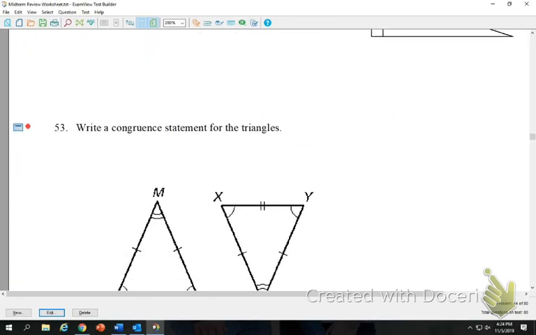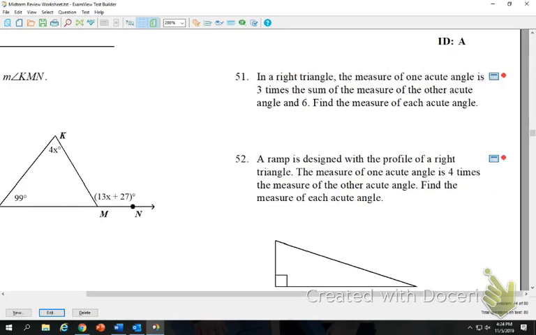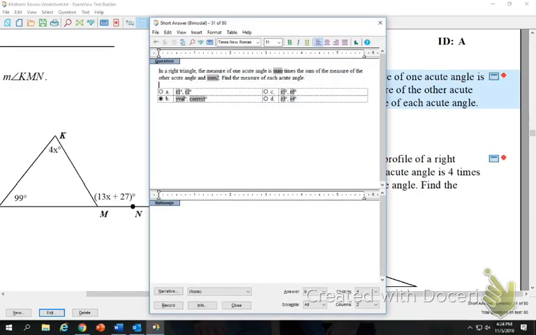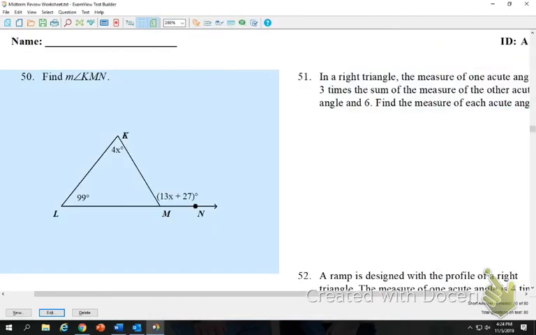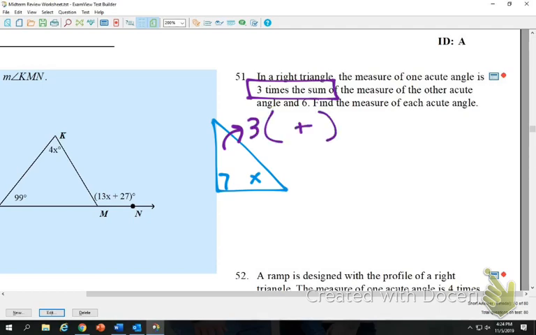51, write a congruent statement. Oh, no, that's not 51. 51, this is a word problem. Let's see if I can give myself some room. Here we go. In a right triangle, so they should have a right triangle drawn, one of the angles is always x. The other one is mentioned here. It is 3 times the sum of the measure of the other acute angle and 6.